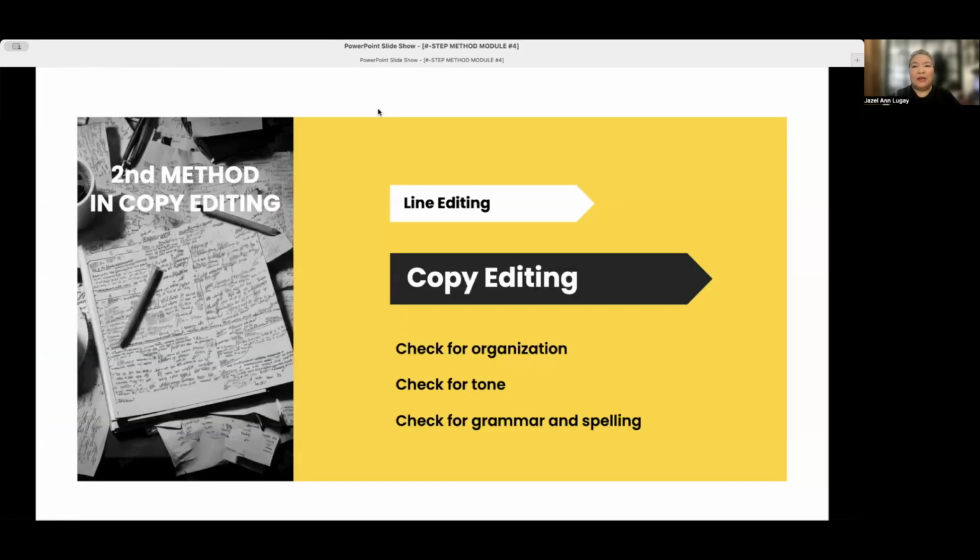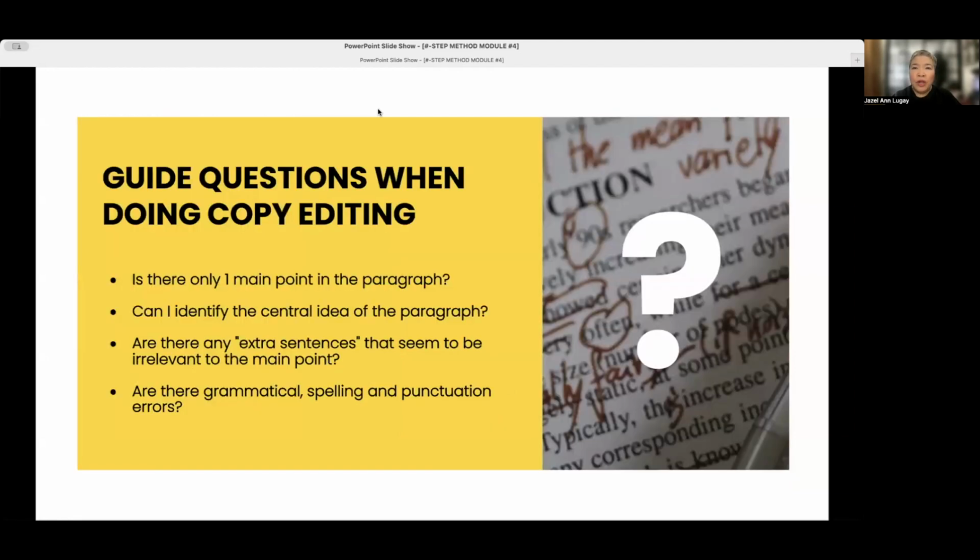The second method in copy editing is known as copy editing or line editing. Here, the editor checks if the copy has been organized, checks for tone or language and flow of ideas. Grammar, spelling, and punctuations are also checked in this editing stage. In doing copy editing, ask yourself the following questions.